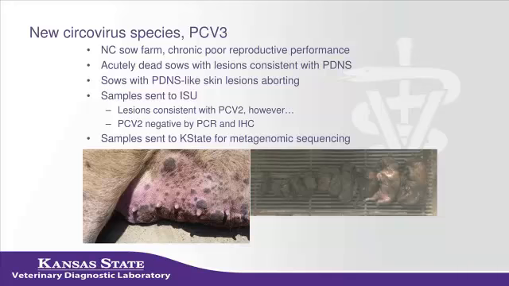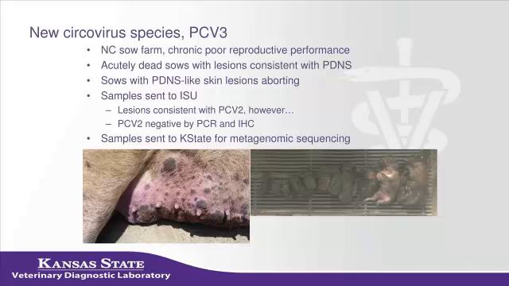This is another interesting case that we're working on right now. Again, out of North Carolina, a sow farm with reproductive problems. We were contacted. They had a bunch of sows that died acutely of lesions of PDNS. Likewise, there were sows on the farm with PDNS-like skin lesions that were aborting. Samples originally went to ISU, and the histopath was consistent with PDNS. However, PCR and IHC for PCV2 were negative.